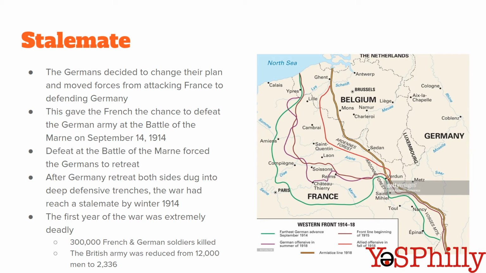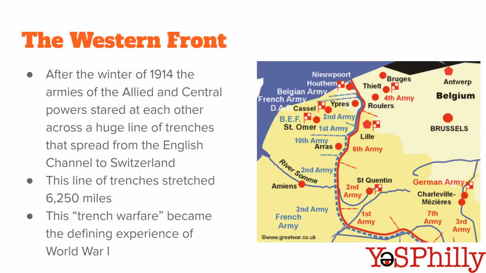That's insane. The British Army was also reduced from 12,000 people who first showed up in France to just 2,000 within that first year. So this is extremely deadly, and despite the German initial success, things are stalemated. It doesn't look like either side is going to be able to win, despite the heavy casualties, despite the initial German success. And this ends up being called the Western Front.